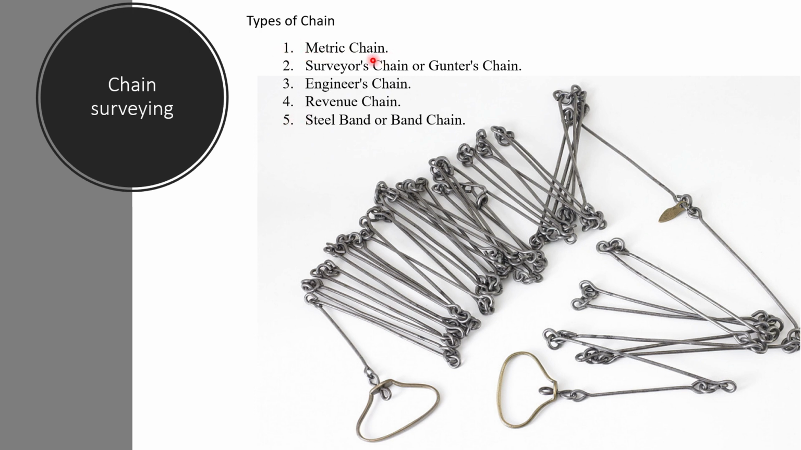First of all, there is the metric chain. Second is the surveyor chain or Gunter chain. Third is the engineer's chain, and fourth is the revenue chain. Here I am showing you some components of the chain. Here it is the handle of the chain. These are the handles or ends of the chain, and this chain is made of some links. These portions are the links of the chain.